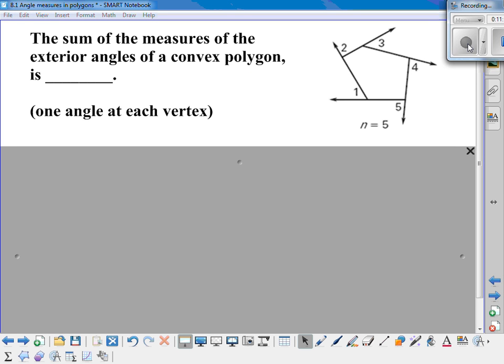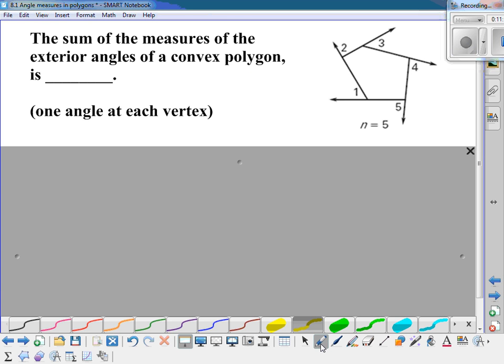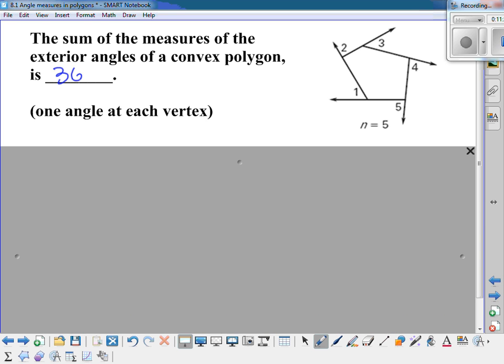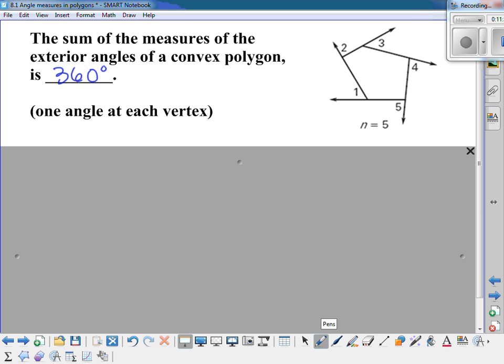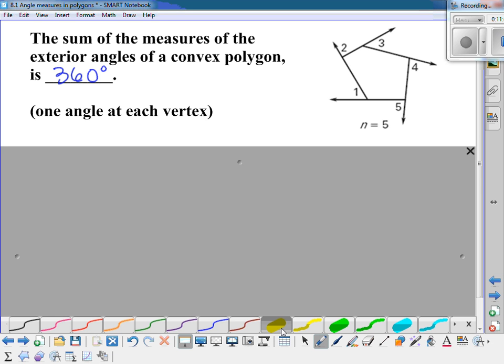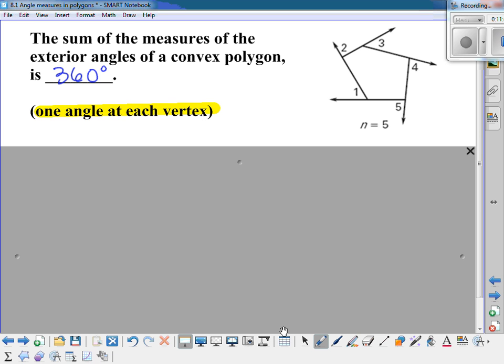Now we're going to talk about exterior angles. Exterior angles are angles that are on the outside of our polygon. The sum of the measures of the exterior angles of a convex polygon is 360 degrees. And it will always be 360 degrees, no matter how many sides the convex polygon has. And that's with one angle at each vertex. That's important that you realize it's only one angle. We're not drawing 2 lines coming off of each corner, but just one.